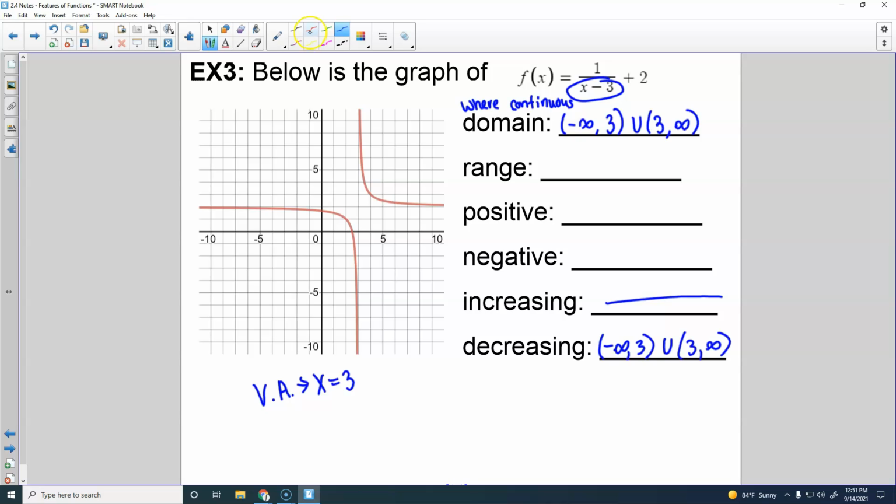Range. There is only one number this cannot be whenever it comes to y values. Right, because up here we're going up, up, up forever. Right here we're going down, down, down forever. So that's negative infinity to positive infinity. But we've got this horizontal asymptote here. So what value can I not have on my y-axis? 2. Right. So my range is going to be negative infinity to 2 and 2 to infinity. So it's everything except for 2. Just your basic rationals are going to have that characteristic.